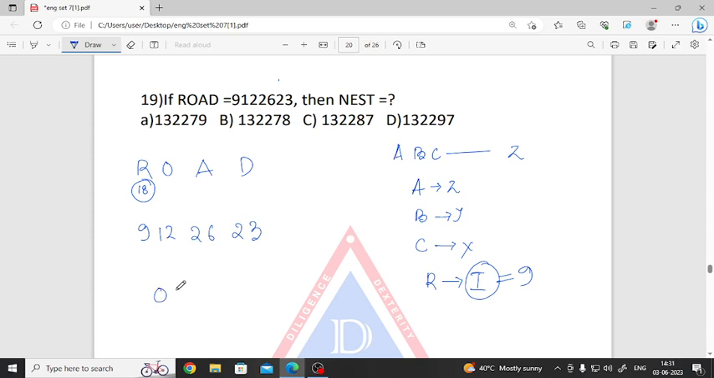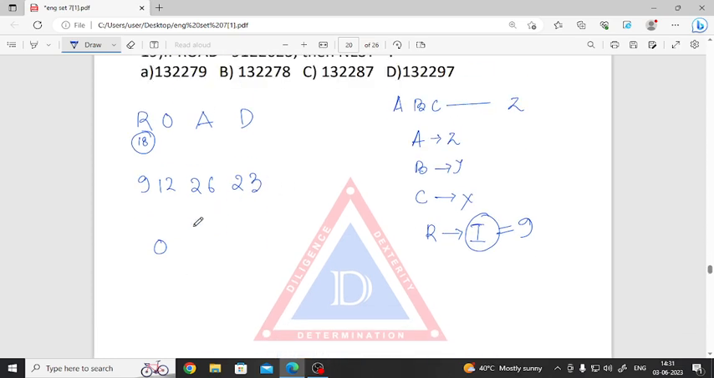What is the opposite of O? It is L. And what is the place value of L? It is 12.